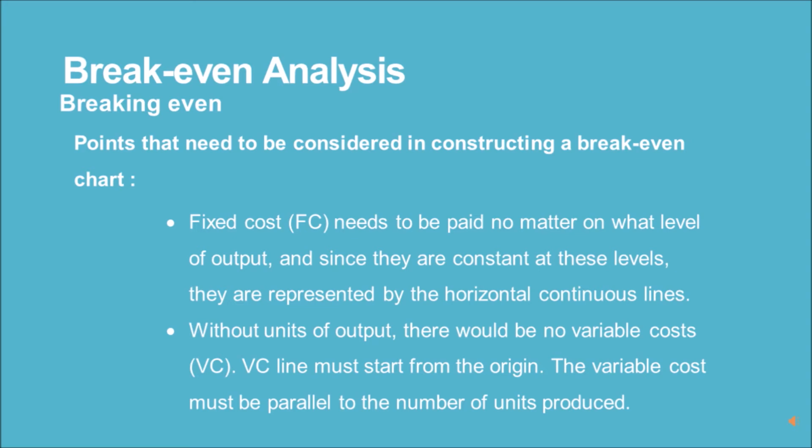Fixed cost, FC, needs to be paid no matter what the level of output, and since they are constant at these levels, they are represented by the horizontal continuous line. Without units of output, there would be no variable costs, VC. The VC line must start from the origin. The variable cost must be parallel to the number of units produced.